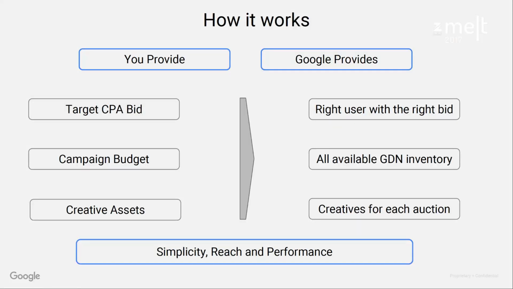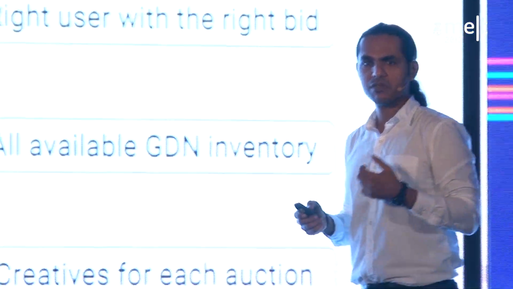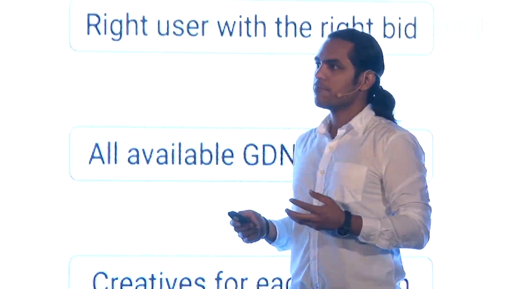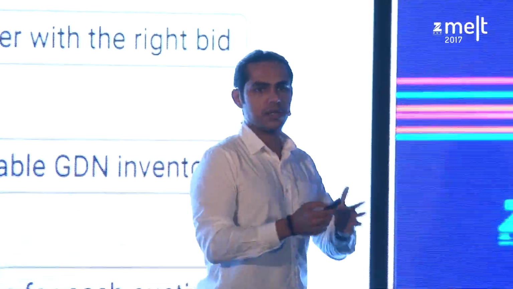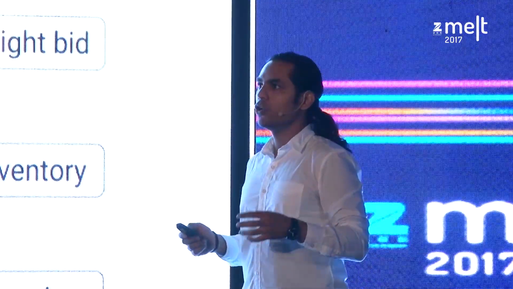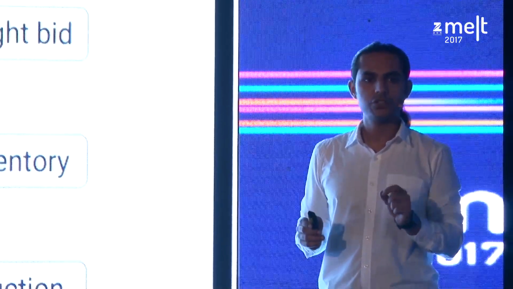How does it work? What do you provide? You provide your cost per acquisition, you provide a budget, and you provide creative assets. And then the wheels churn. What we do is we ensure that you get the right user with the right bid across all display inventory with the creative built individually for that auction. And this to me is simplicity at scale. It'll take away all the complexity from you managing a large scale display campaign. And by the way, I'm a practitioner. I've been using digital marketing myself for years. I've seen the product grow. And because I've grown up with these different products and I've used a variety of them, to me this is revolutionary. Nothing short of that.